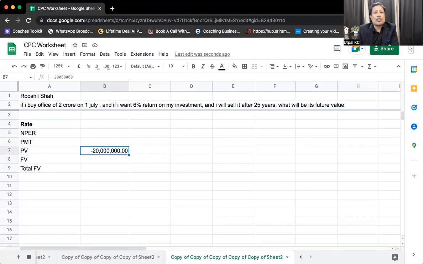And I am getting 2 crores on July, and if I want 6% return on my investment, that means you are getting some rent. Are you taking some rent? No, rate. Okay, rate. Rate means 6%. Fine. So NPER is 25 years, and I will sell it after 25 years. What will be its future value? Beautiful, it's very simple. PMT is 0.